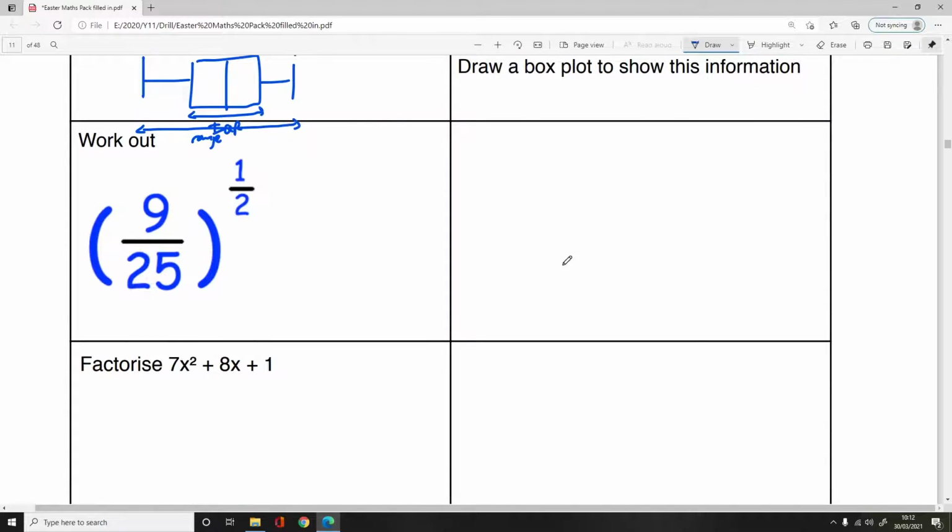So indices, if you've got a fraction, the top number is your power and the bottom number is your root. Power of 1 is not going to make too much of a difference here, so all we're doing is a square root of 9 over 25. Now if you have to square root a fraction or put a fraction to a power, you just need to square root the top and the bottom separately. So square root of 9 is 3, square root of 25 is 5, that's it. Okay.